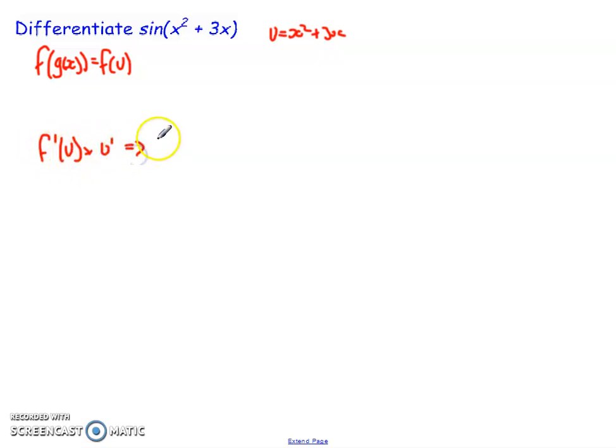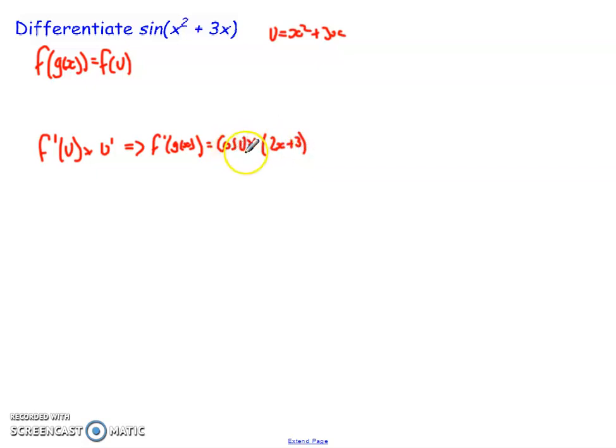So I'm then able to say that f dashed of g of x is equal to, well, f dashed of u. So in this case, f of u is equal to sine of u. So derivative of sine of u is equal to cos u. It's then going to be times whatever the derivative of u is. So u dashed is given by the derivative of x squared plus 3x. So it's given by 2x plus 3.